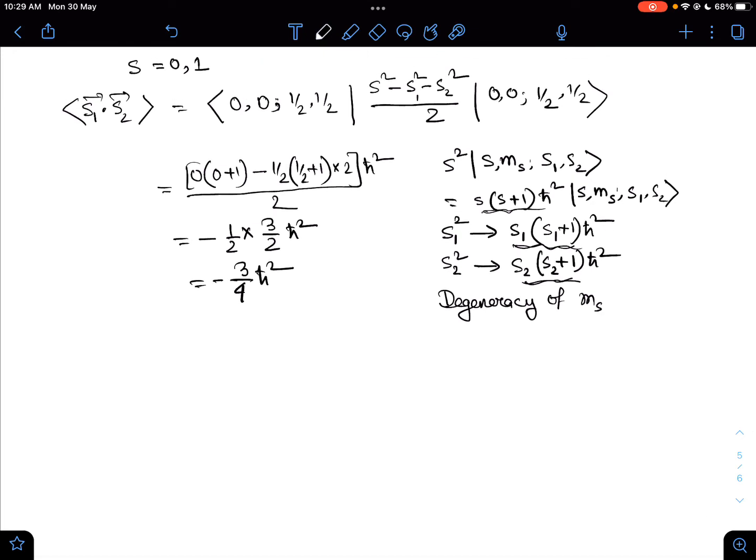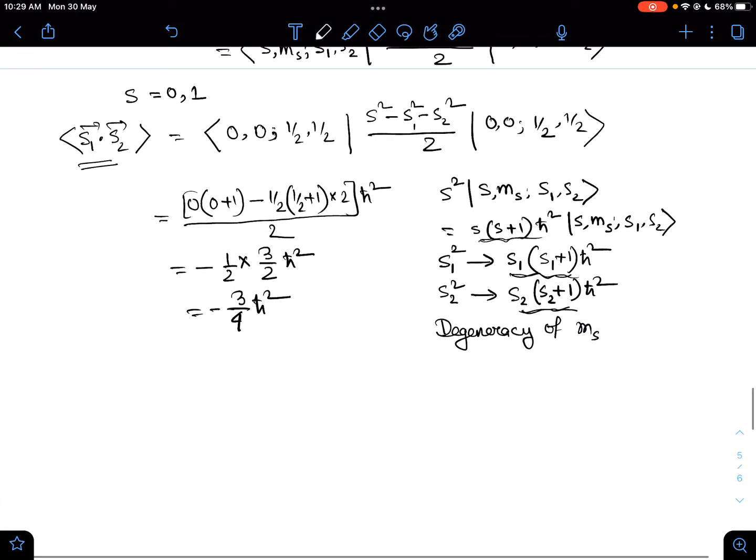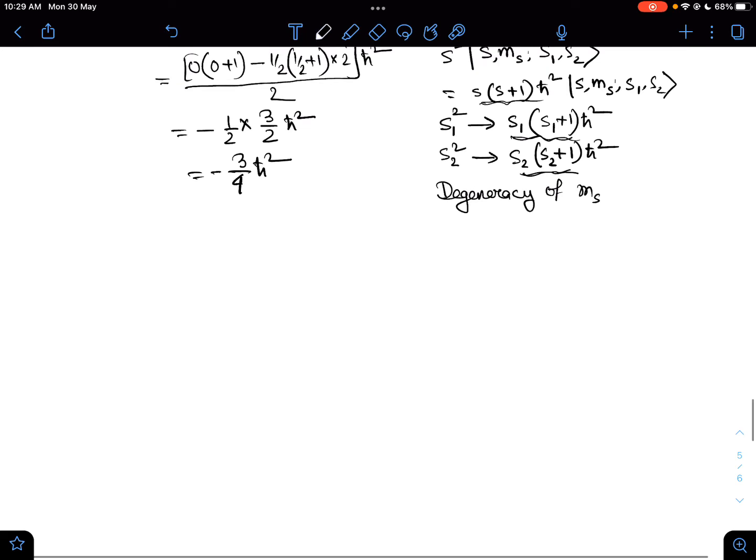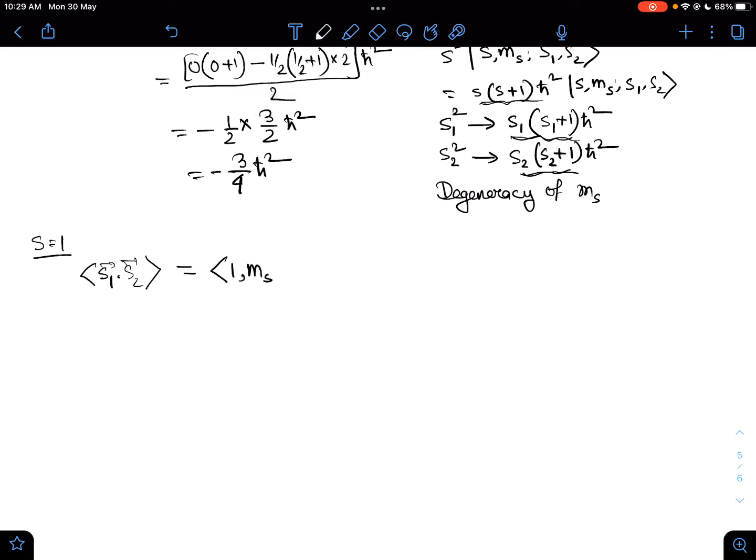So this is the value of the expectation value of this operator for s equal to 0. Now what will be the expectation value for s equal to 1? For s equal to 1, s1 dot s2 will be, I am just writing the value ms here, because we don't need to consider the ms value. Whatever the ms value is, the expectation value will remain the same, because this eigenvalue doesn't depend on ms.